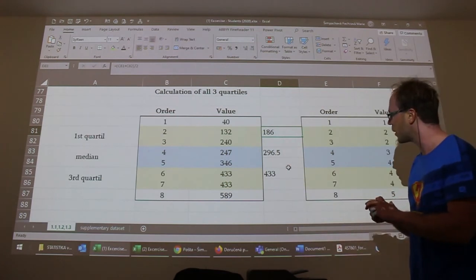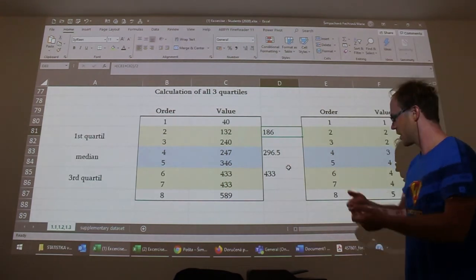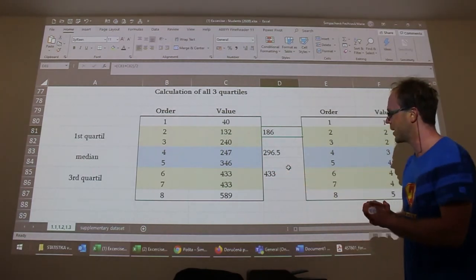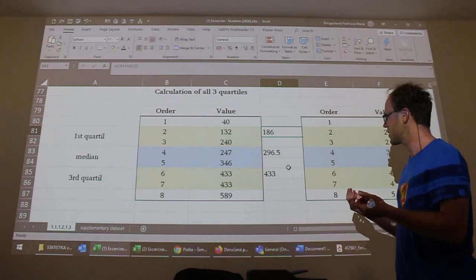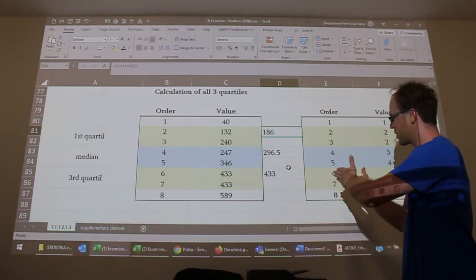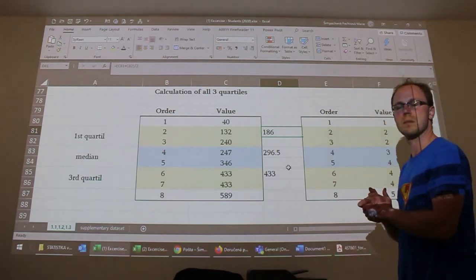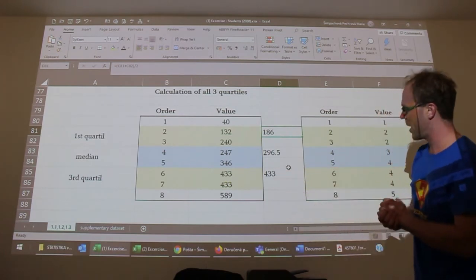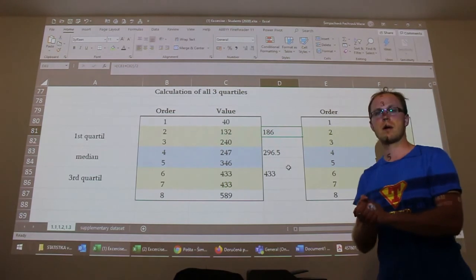75% of prisoners smoked less than 433 cigarettes per month, and 25% of prisoners smoked more than 433 cigarettes per month.